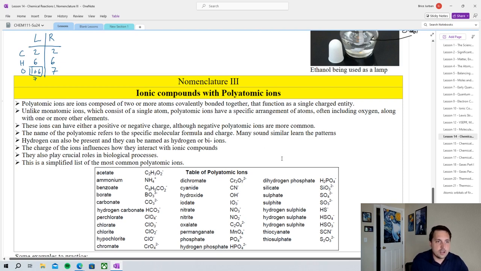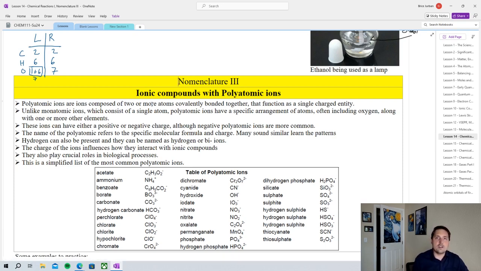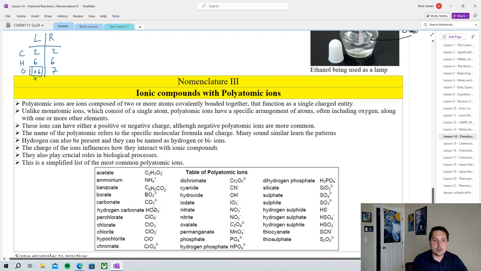acids, and hydrates. Now, a polyatomic ion is going to be a compound that consists of 2 or more atoms that are covalently bonded together and that function as a single charged entity that's stable, especially in solution. So if I have carbonate in solution, CO3, it doesn't break up into carbon and oxygen. It stays as carbonate. So all these polyatomic ions are stable. They can be broken down further, but it depends on what it's reacted with.